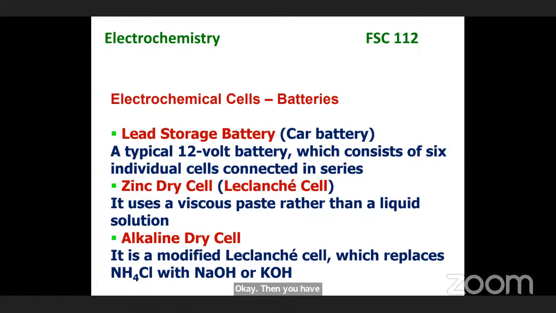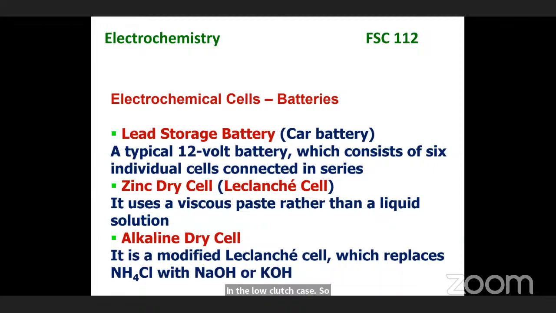Then you have the alkaline dry cell. It is a modification of the Leclanché. One of the differences is the ammonium chloride that you would have in the zinc dry cell. Those of you who know ammonium chloride know that because it can form a lattice, it can be solid. If you add a little solvent to it, it will be a paste, but it can conduct ions because you can have NH4 plus and Cl minus. So that's what you have in the Leclanché.